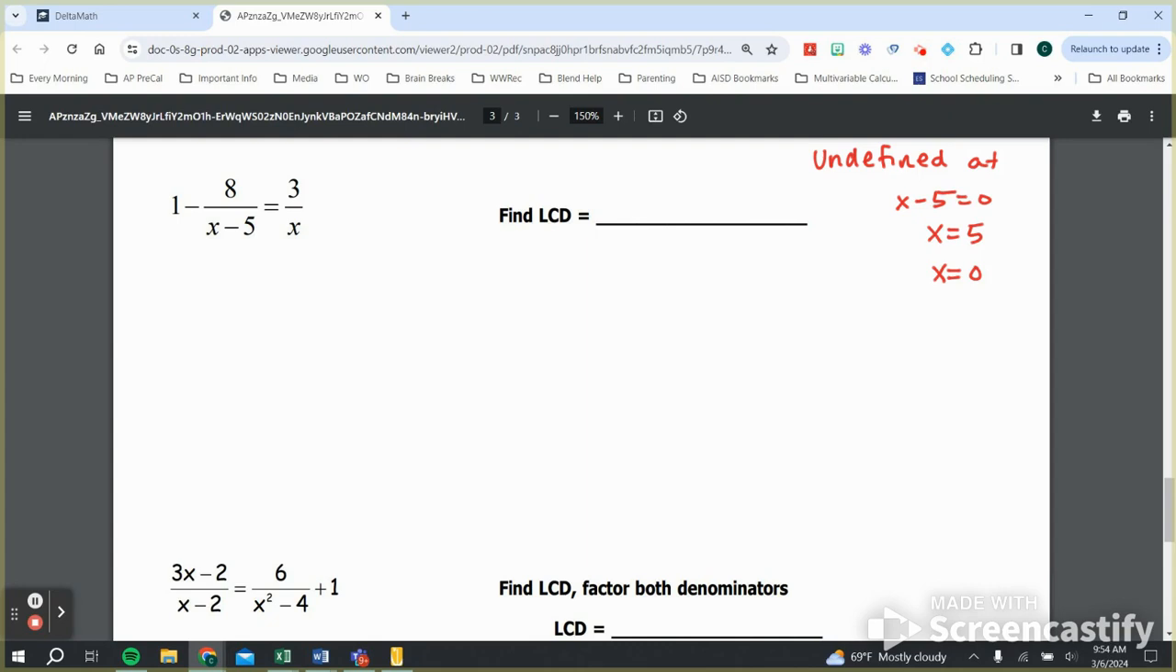So for my LCD, again, make sure that we're in factored form. We are perfectly factored so we can get our LCDs right away. We have an x minus 5. I like to put that in parentheses. And we have an x. So my LCD is x times x minus 5. So this is what we're multiplying everything by.